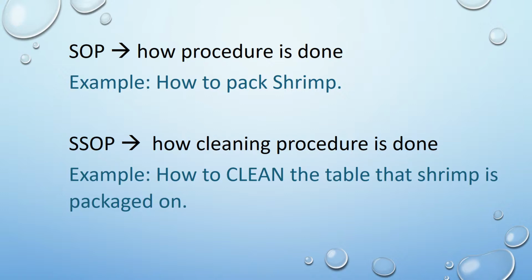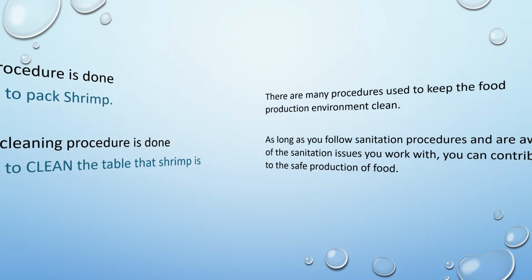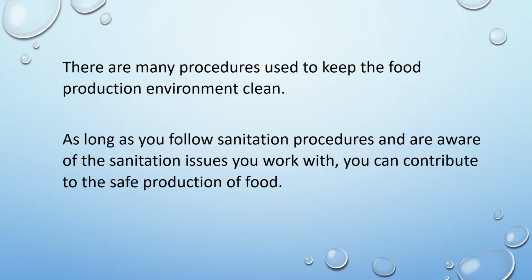So, an SOP is how a procedure is done. For example, how to pack shrimp. An SSOP is how the cleaning procedure is done. For example, how to clean the table that shrimp is packaged on. There are many procedures used to keep food production environments clean. As long as you follow sanitation procedures and are aware of the sanitation issues you work with, you can contribute to the safe production of food.